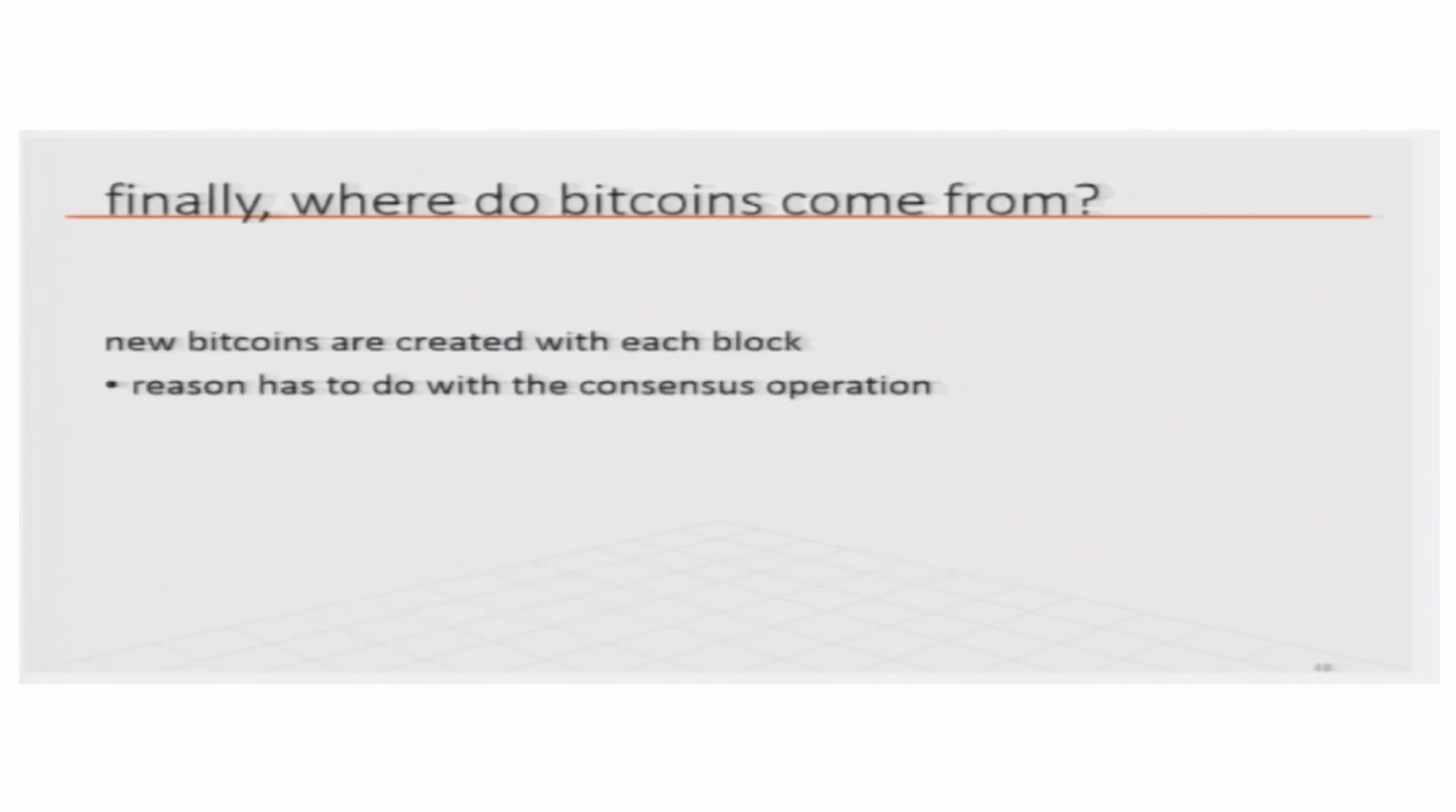The last thing: where do the bitcoins come from? The bitcoins are created whenever a block is mined. That is, when a block is created, everybody tries to solve the consensus problem, in the case of Bitcoin the hash puzzle, and then as a reward the winner is given some new bitcoins, and that is the only way Bitcoin is created.